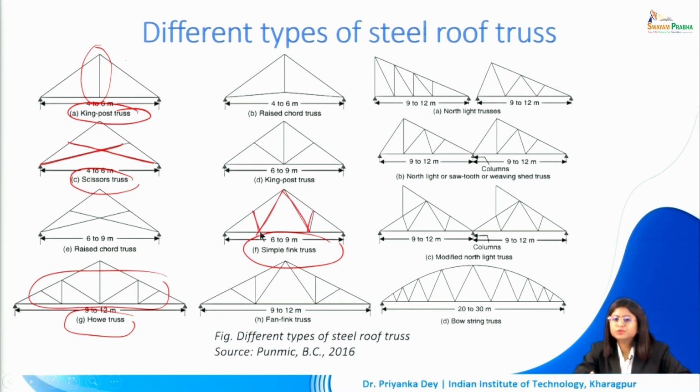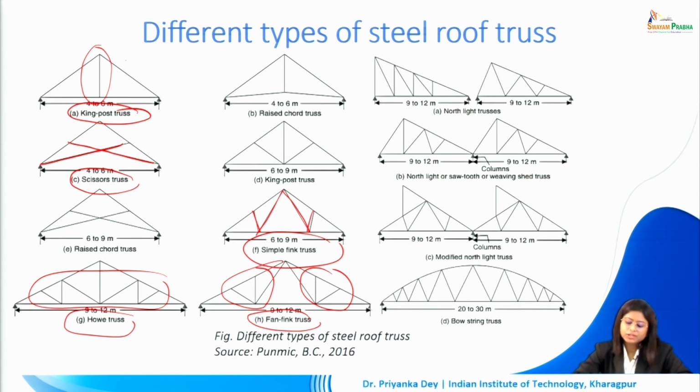Depending upon the types of members and the position of the struts, we can give it different types of names. Now in the simple fink truss here, the struts are not exactly at 90 degrees, as you can see it's slightly at a different angle. We can have the fan fink truss, similar to the simple fink truss, but here the number of struts, the inclined members, are more.